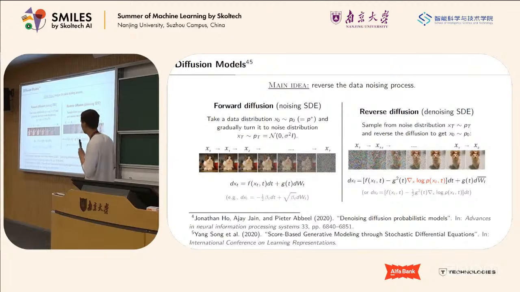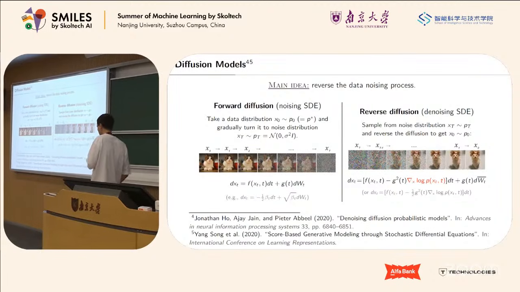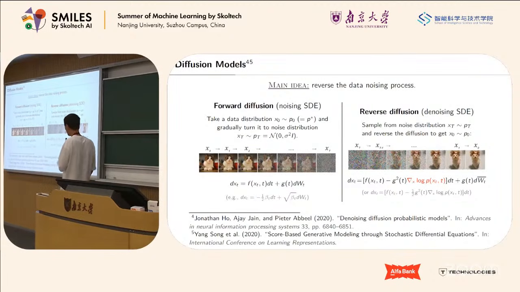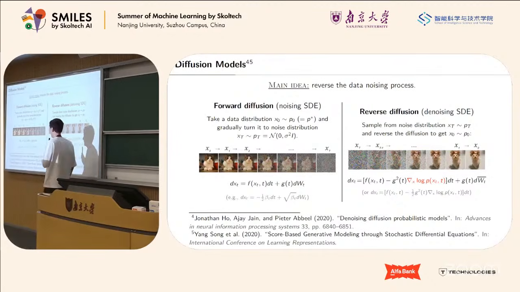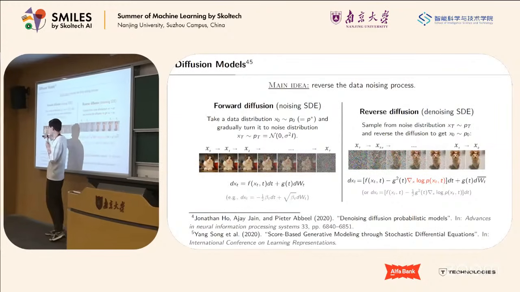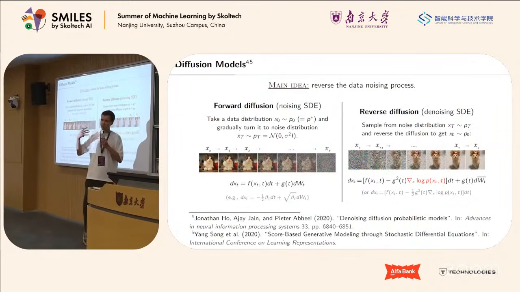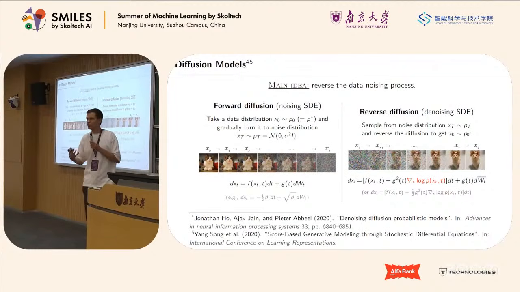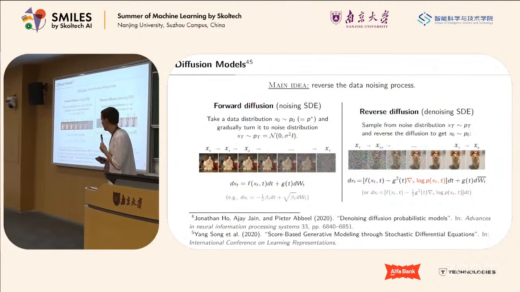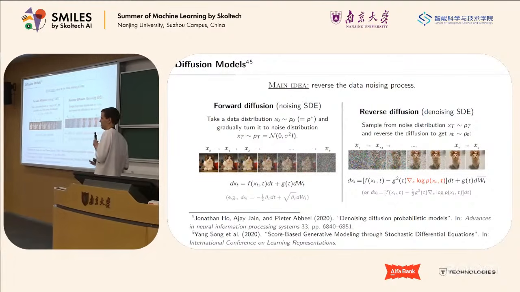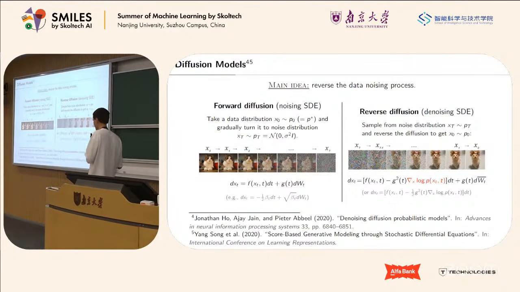Basically, diffusion models are generative models which work in the following manner. Suppose that you have some data distribution, and you have some samples from your data. You would like to provide some procedure to generate new data from this distribution. How to do this? Diffusion models follow this principle. What is this principle?